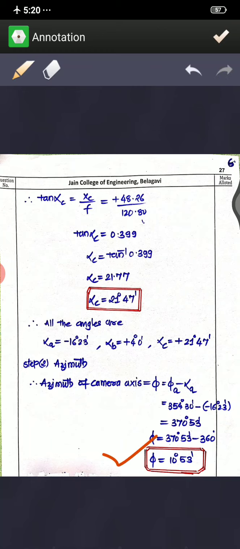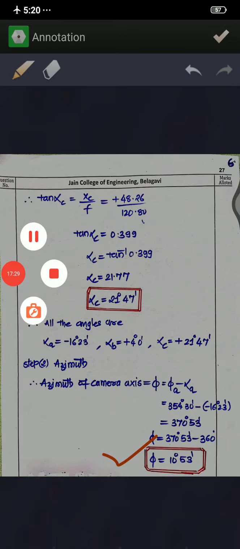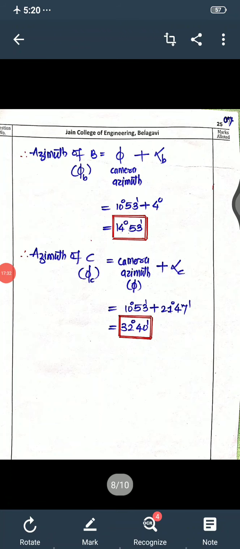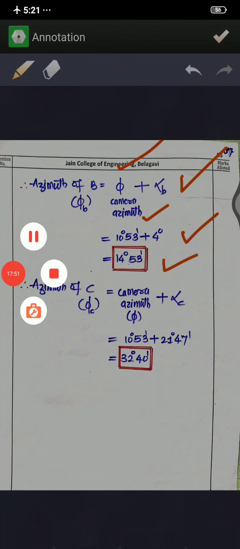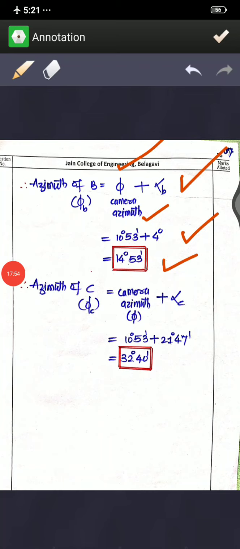By using this, we are going to find out the remaining azimuths. Now here, see, azimuth of B, that is psi B, is equal to the camera azimuth psi plus alpha B, right? The 10 degree 53 minutes plus 4 degree, you are going to get 14 degree 53 minutes. Similarly, you will be having azimuth of C, psi C, that equals camera azimuth psi plus alpha C, that is 10 degree 53 minutes plus 21 degree 47 minutes. So you are going to get 32 degree 40 minutes.